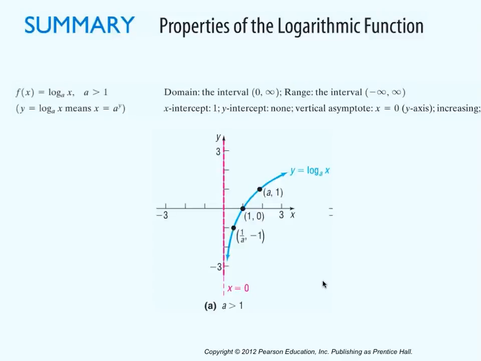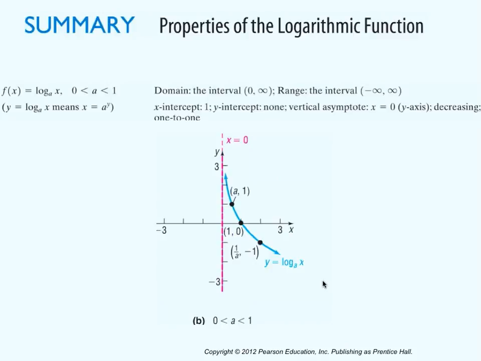Okay, so here's a nice summary of the properties of a logarithm. Domain is going to be from 0 to infinity. Range is all real numbers. The x-intercept is 1, but there is no y-intercept because there's a vertical asymptote at the y-axis, which is the line x equals 0. We know it's going to be increasing if we have some number where a is greater than 1. And then the only difference here is that we know it's going to be decreasing if we have some number between 0 and 1 for our a, so like 1/2 or something like that.